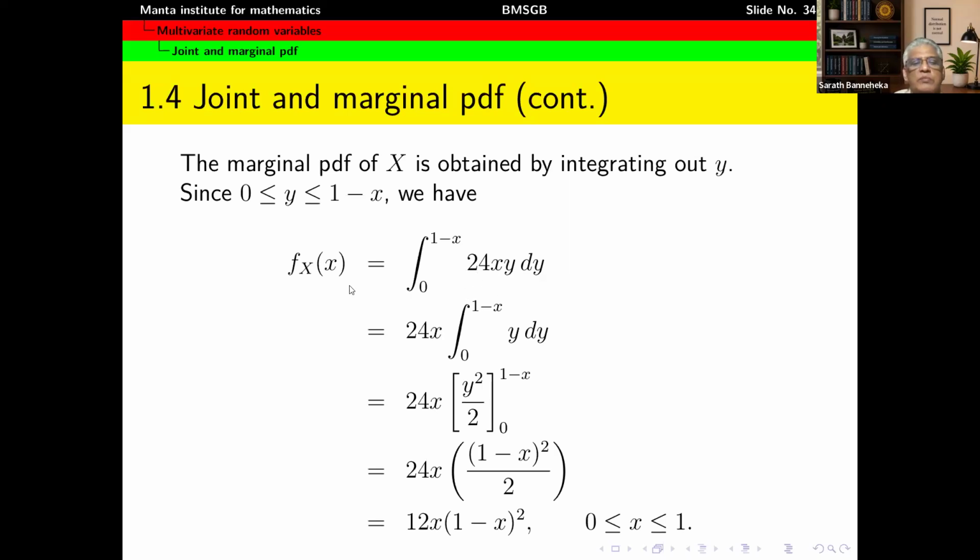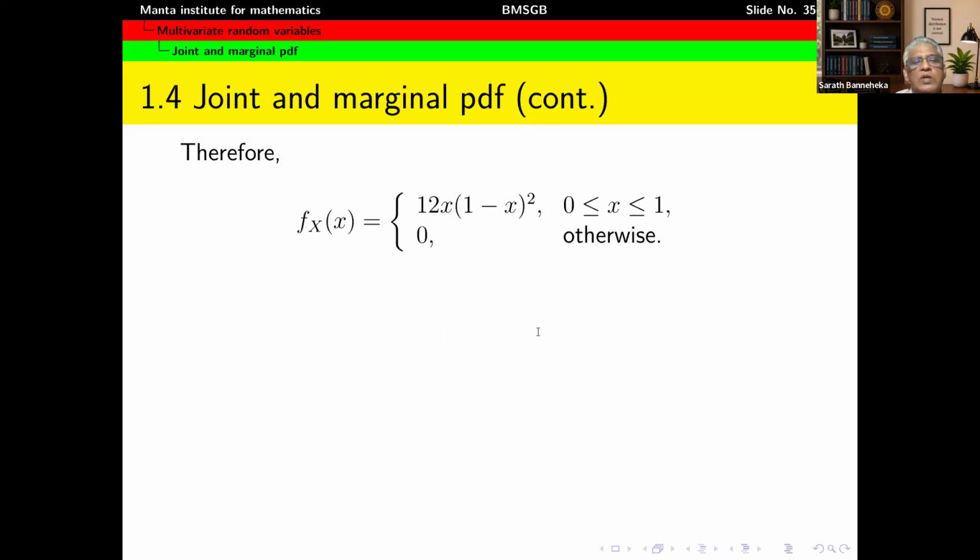So therefore, f_Y(y) will be the integration of this thing with respect to x from 0 to 1 minus y. The expression will be finally 12y times (1 minus y squared), where y will be between 0 and 1. So you don't have to do it separately by symmetry. You can get that directly, right?